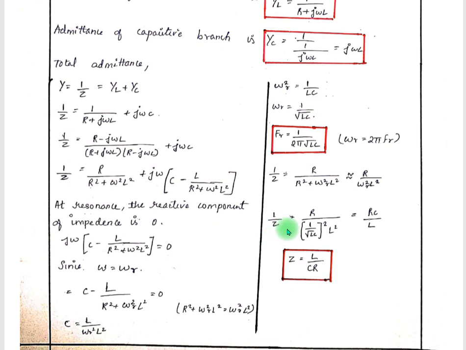Then we can get 1 by Z is equal to R by 1 by under root LC whole square, L square is equal to RC by L. Then by performing the cross multiplication and cancellation of the similar terms, we will get the final value as Z is equal to L by CR. The impedance of tuned circuit can be represented as Z is equal to L by CR. This formula can be used in the problems to determine the impedance of a tuned circuit.